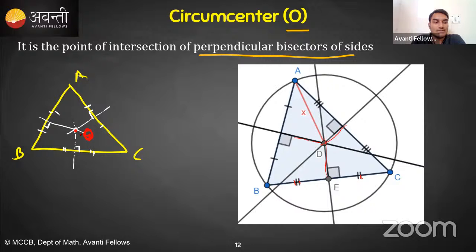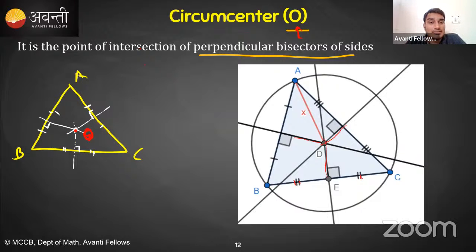Okay, this is known as circumcenter. The point of intersection of the perpendicular bisectors of the sides is the circumcenter. Is this clear? And we denote circumcenter with capital O. Is this clear, everyone?